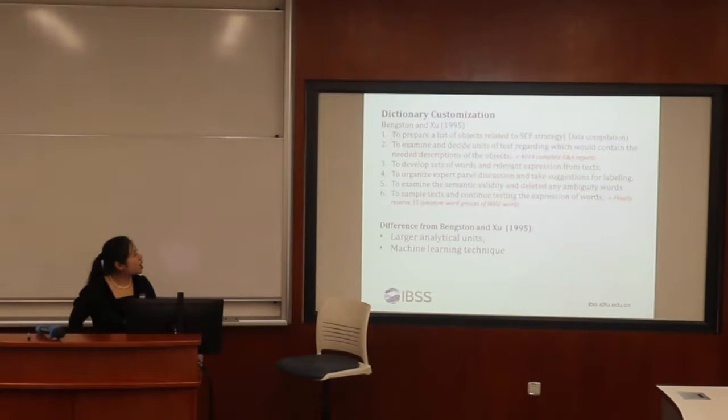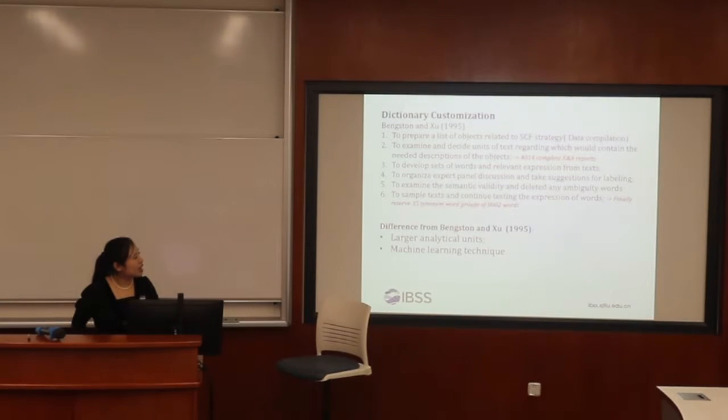First of all, we try to prepare a list of objects related to supply chain finance strategy. We call it data compilation. Then we try to examine and decide the units of text. For example, we got 4,040 complete evaluated assessment reports. Then we try to develop sense of words and relevant expressions from text. Then we organize an expert panel discussion to help us label different clusters.